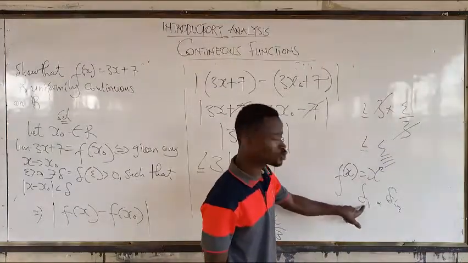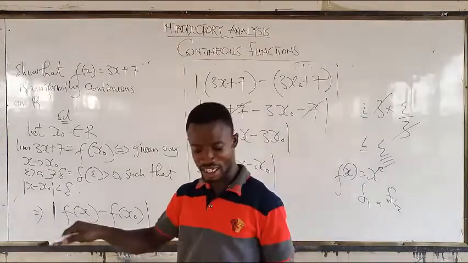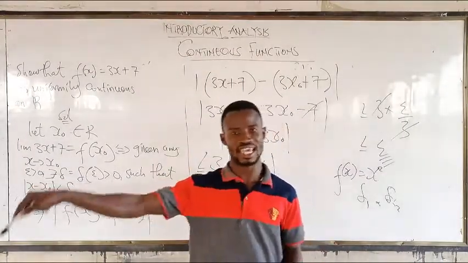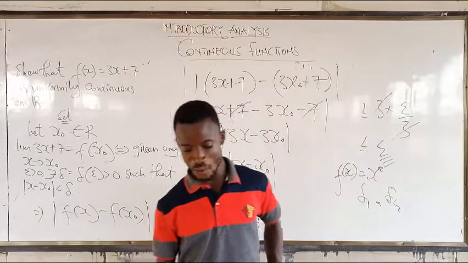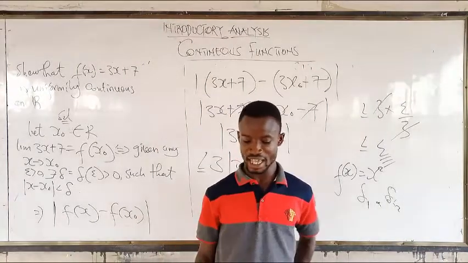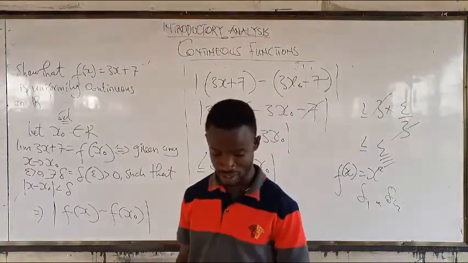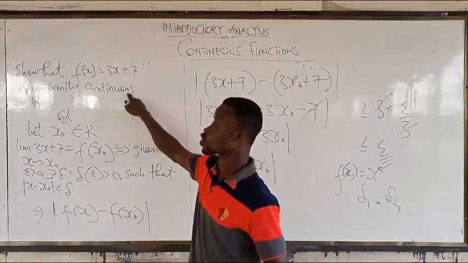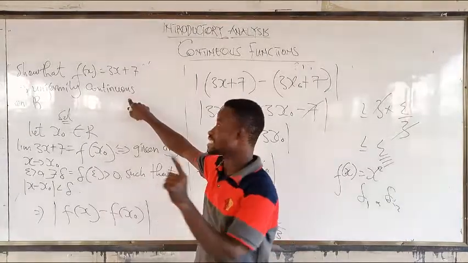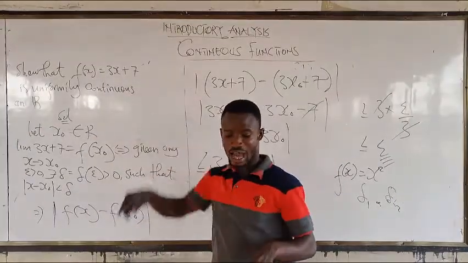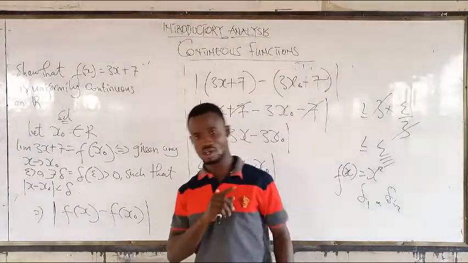But when you choose two deltas, it's going to be dependent on delta. That is why we concluded on the first one that it is dependent on S naught. But here, the conclusion is going to be: since our selection of delta is independent of S naught, f of x equal to 3x plus 7 is uniformly continuous, not like the previous one. That one is continuous but not uniformly continuous on R.